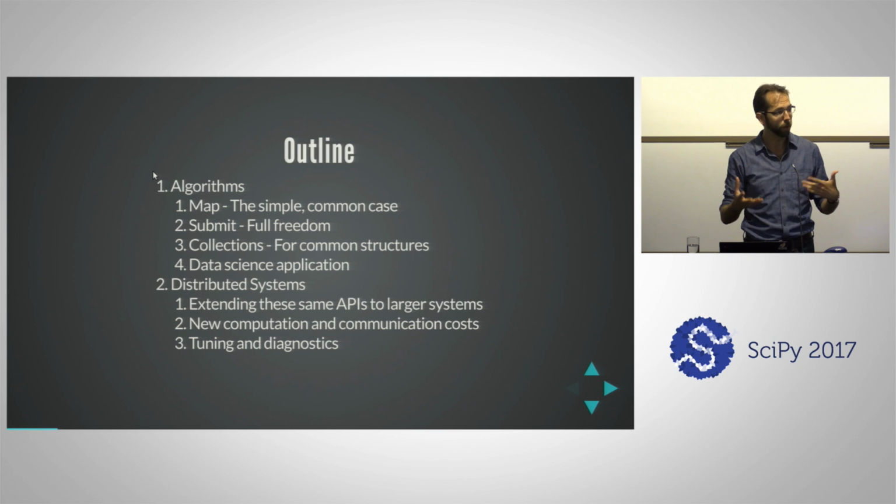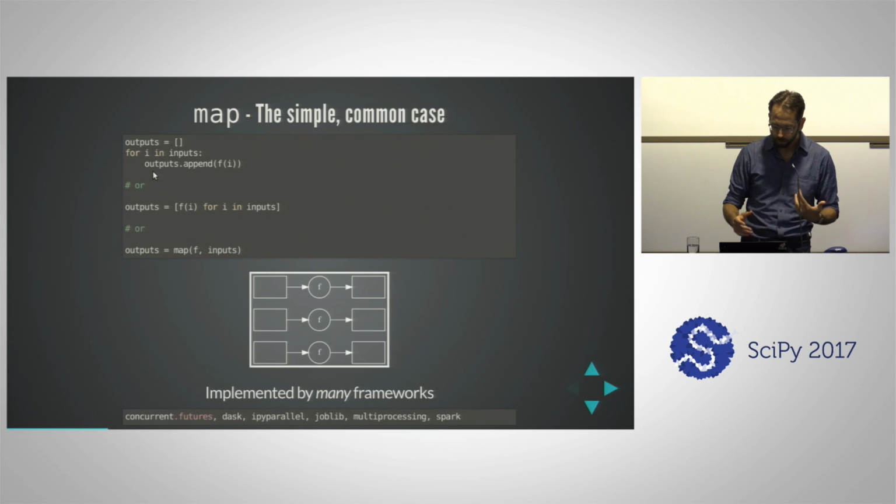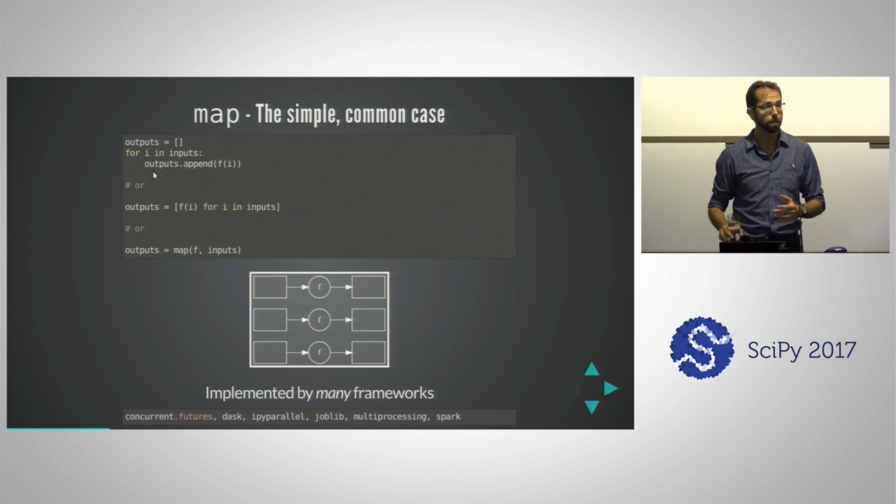So the first part of the course, we're talking about 3 sort of ways to think about parallel programming. We're talking about embarrassingly parallel map, which is a very common case. Then about more flexible task scheduling with submit. And then we're talking about collections, big data collections like Spark or data frames, that sort of thing. So with the simplest case, map.